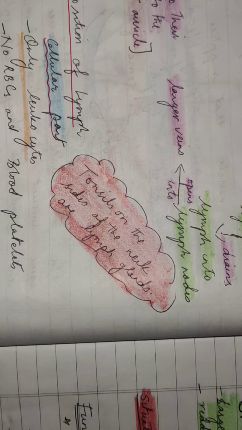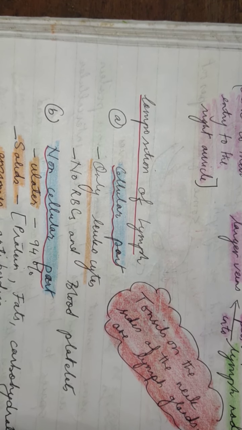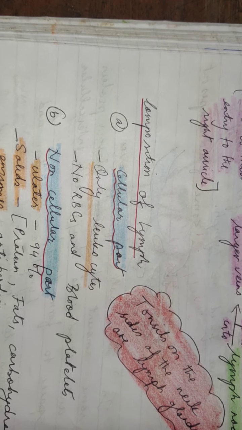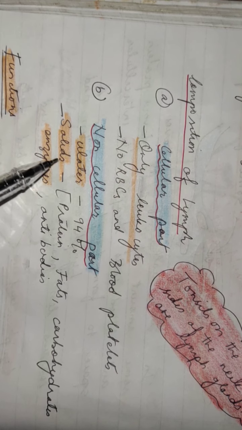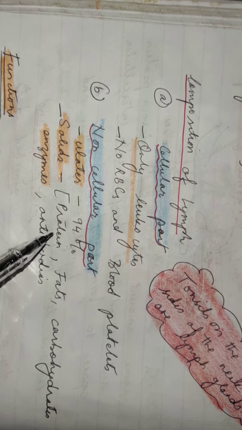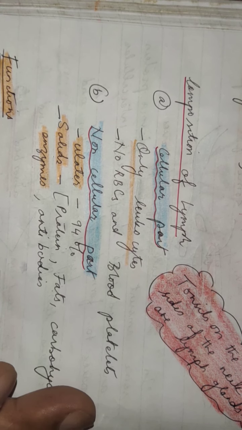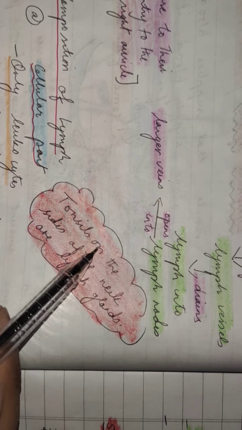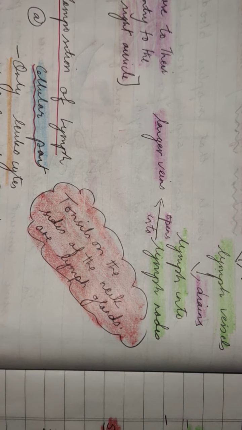Okay, so the composition of lymph. You have the cellular part, only leukocytes, no RBCs and blood platelets. The non-cellular part has water, solids, proteins, fats, carbohydrates, enzymes, and antibodies. Tonsils now, very important: tonsils on the sides of the neck are lymph glands.